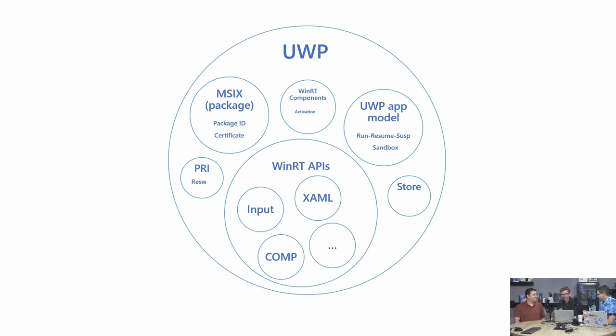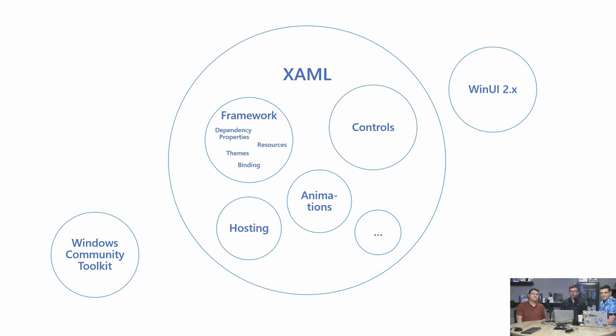Exactly. Yes. So if we grab this picture and go into more detail, let's take the XAML picture, and in it you can see that XAML is a really complicated thing itself. XAML is also the framework with all these dependency properties, resources, and the binding system. We have a huge set of controls so people can create beautiful applications. Of course, we apply Fluent Design. XAML is also the animation system. It's about hosting things and more stuff.